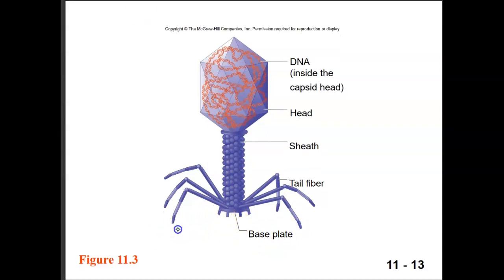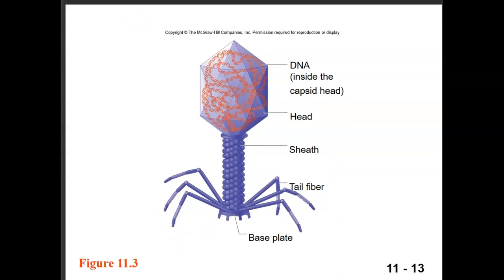So let's pretend this is a bacterial cell. If I can get my pointer to work here, my pen. Here's a bacterial cell, and these base plates stick to proteins that are present on the surface of the cell, allowing DNA to be injected into the cell. So this is like Velcro. The base plate is like Velcro, allowing the bacteriophage to stick to a cell.